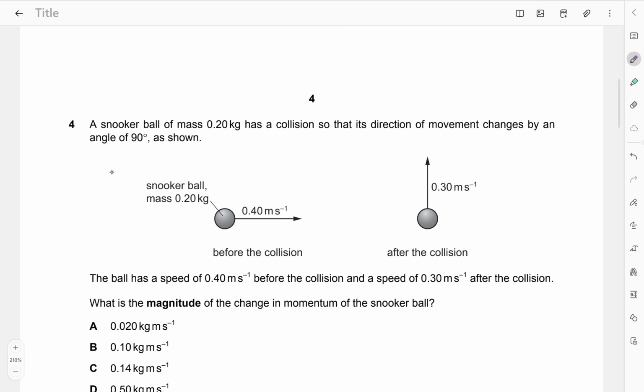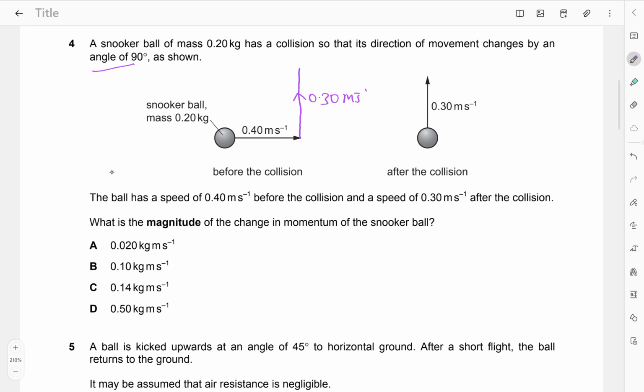A snooker ball of mass 0.2 kilograms has a collision so that its direction of movement changes by an angle of 90 degrees. So this is the initial direction, then the angle changes 90. This is going to be 0.30 meters per second. The ball has a speed of 0.4 meters per second before collision and a speed of 0.3 after the collision. What is the magnitude of the change in momentum of the snooker ball?